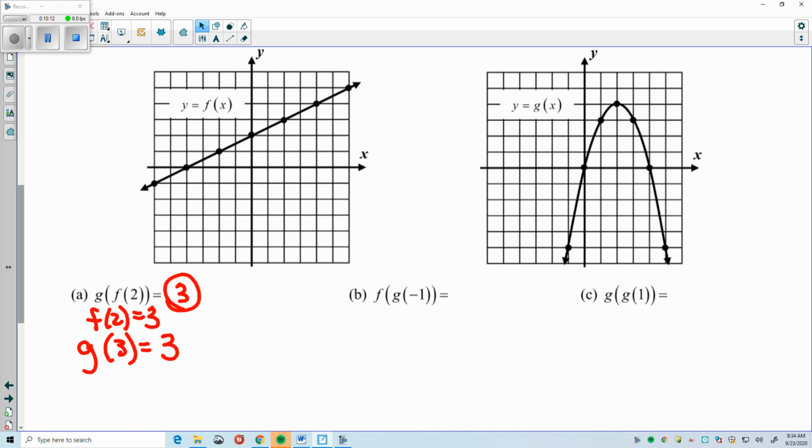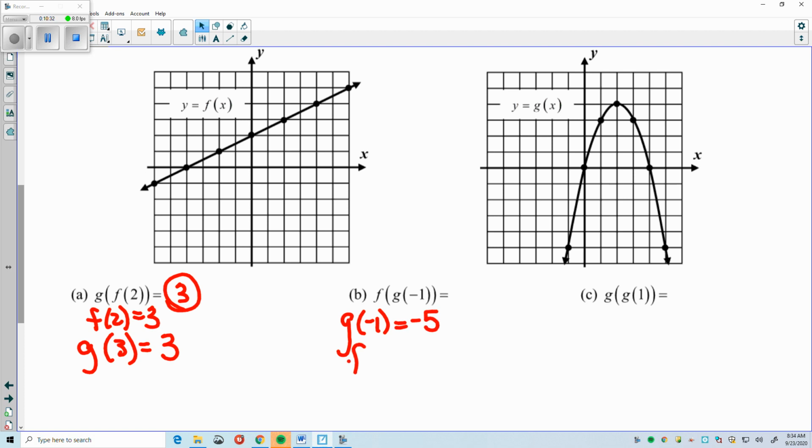Okay, second one, f of g of negative 1. So again, working inside out, starting with the g function, evaluating that at negative 1. So I go to the g function, I go to negative 1, which means I have to read down to get my final answer. Final answer down here is negative 5.